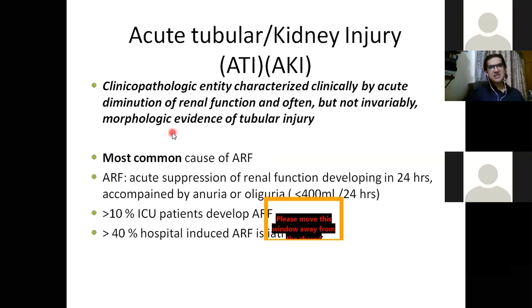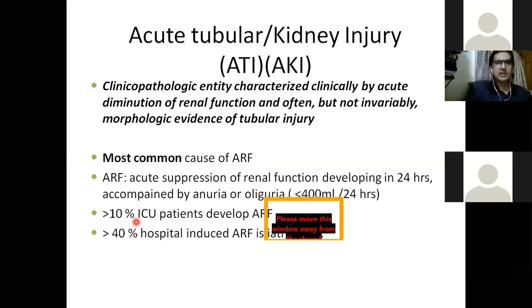Some of the statistics: more than 10% of patients who are admitted in the ICU develop acute renal failure, and among these 10% ICU patients, more than 40% are iatrogenic. That is, they are hospital induced. And how are they hospital induced?